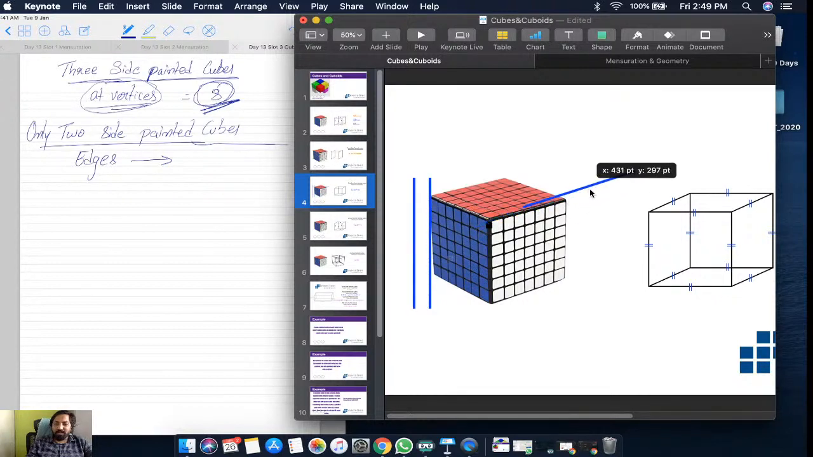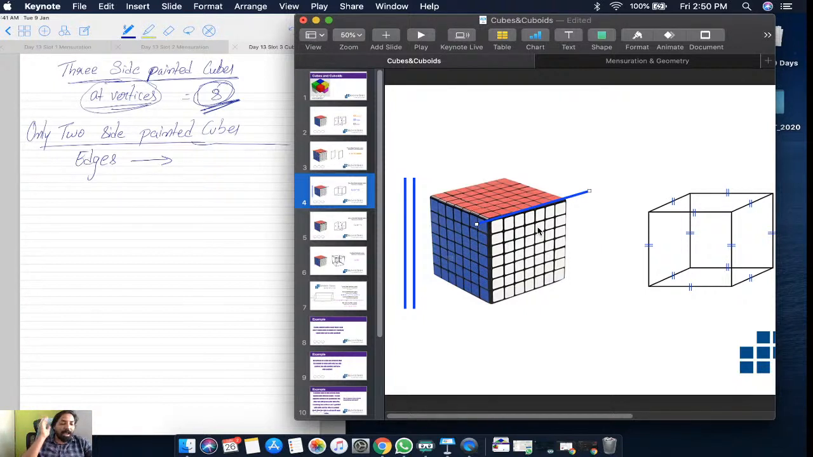Now you can see this edge, right? This blue edge, the blue line marked edge. On this edge, don't consider there are 7 cubes. Consider there are x cubes. On the blue line, don't consider there are only 7 cubes. In this picture, it is 7.